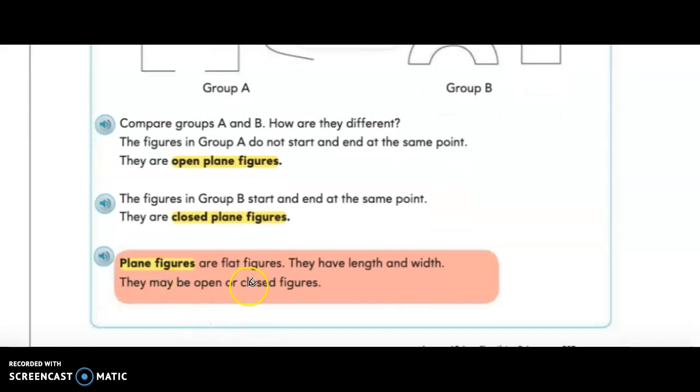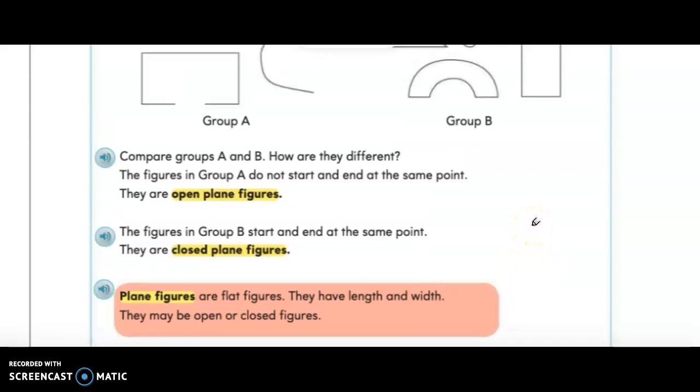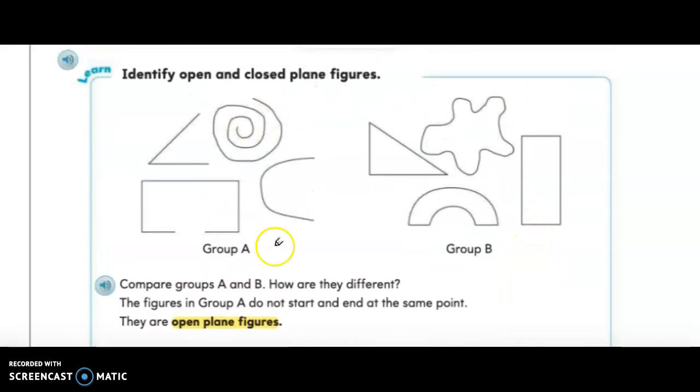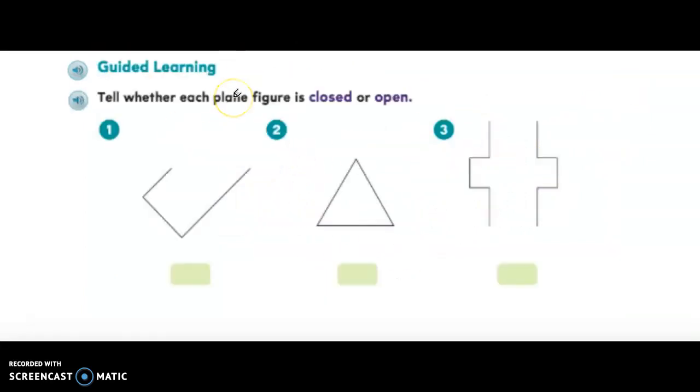So plane figures are just flat figures. They have a length and they have a width and they may be open or closed. So all of these count as a plane figure. These are just open and these are closed. I'm going to do a little practice to decide whether these figures are open or closed plane figures.